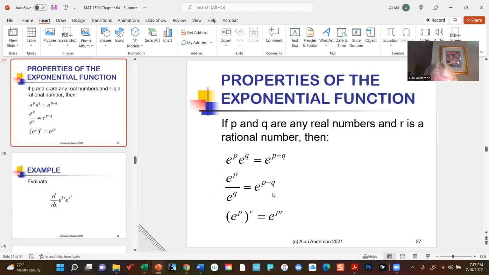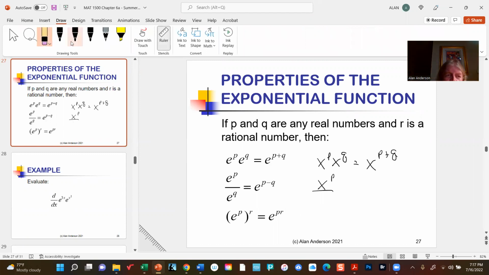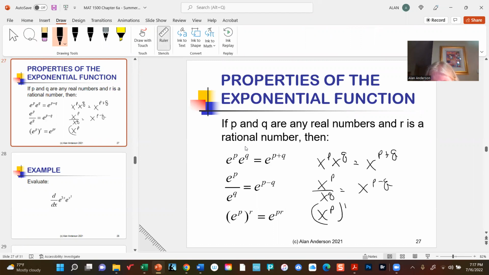By the way, I just want to mention that these properties will hold no matter what real number you have. In other words, it's not just for e. If you had any x, as long as it's a real number, and then here's the same thing, x to the p power all raised to the r power is x to the p r power.